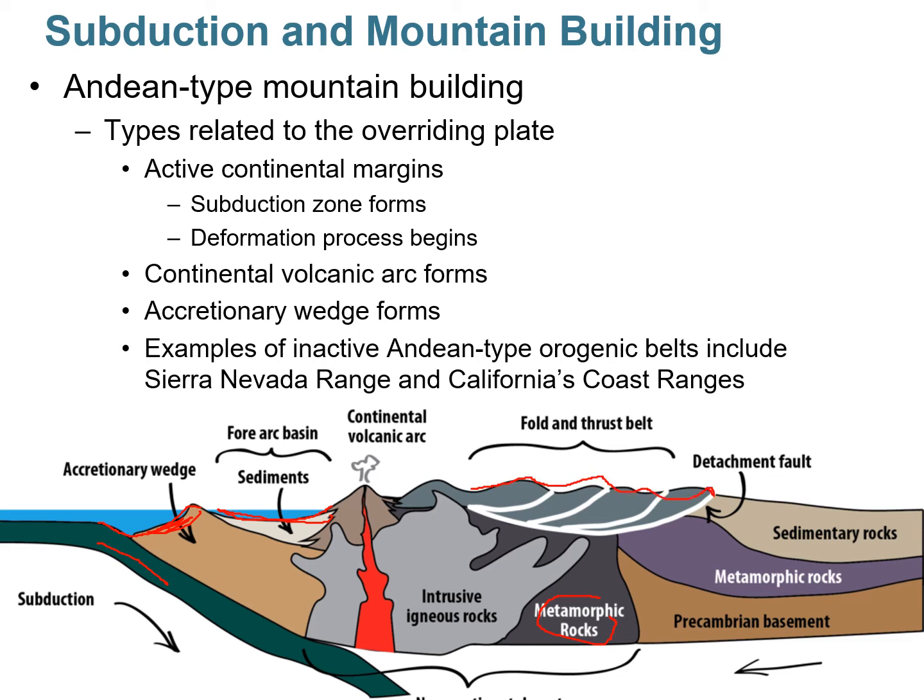Okay. So you have the continental volcanic arc form, that's this area, the accretionary wedge form, and then here are the Andes, east of the volcanic chain. Let's say the Andes as an example. Other inactive examples are the Sierra Nevadas in California, and California's coastal ranges were the result of Andean-type mountain building.